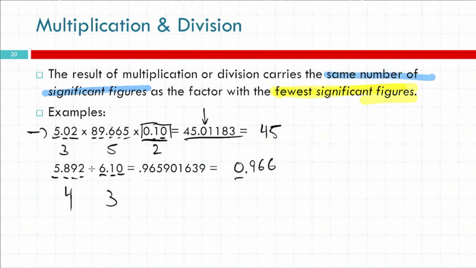The 9 makes the 5 go to a 6. So we have 3 significant figures that we're working with. So we have 1, 2, 3. And then we take this last digit and we round it up or down. Right, so if that was 4 or less, then we would round it down, and this would stay 0.965.